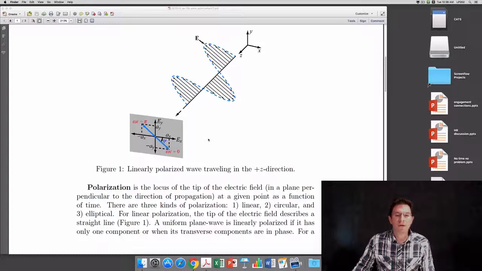The tip of the electric field is going to move along this blue line as time progresses. So at omega t equals 0, it points down and to the right here, and then as time increases, this vector will shrink, and then it'll actually start to point in the opposite direction until omega t equals pi, and then it'll shrink back down again and point in this direction, and so forth, sinusoidally. The tip of the electric field moves along a straight line.